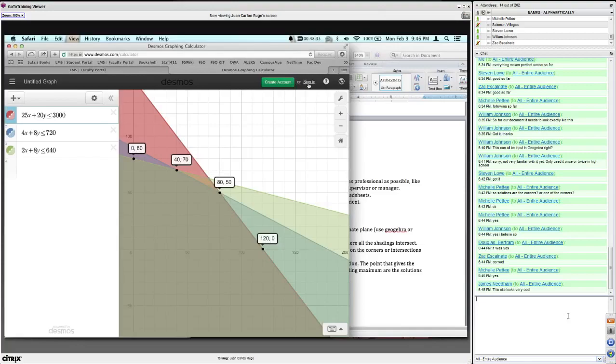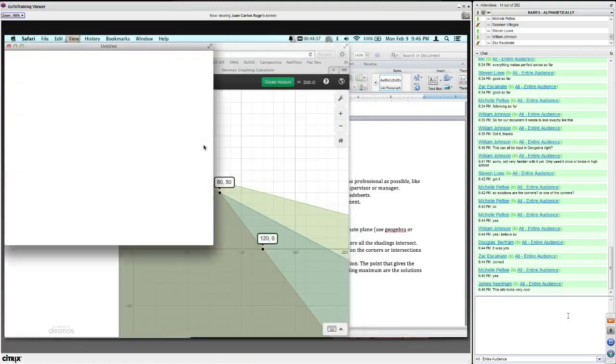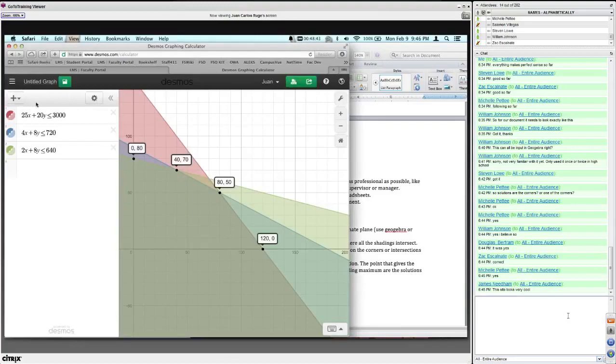Oh, you know what? I'm going to sign in. Sign in with your Google account. Okay. So if you want, you can save the graph. You can save the changes. You can print or you can share. Or, well, it's better if you get a screenshot of this. If you get a screenshot, it would be awesome because we can see how you graph it.